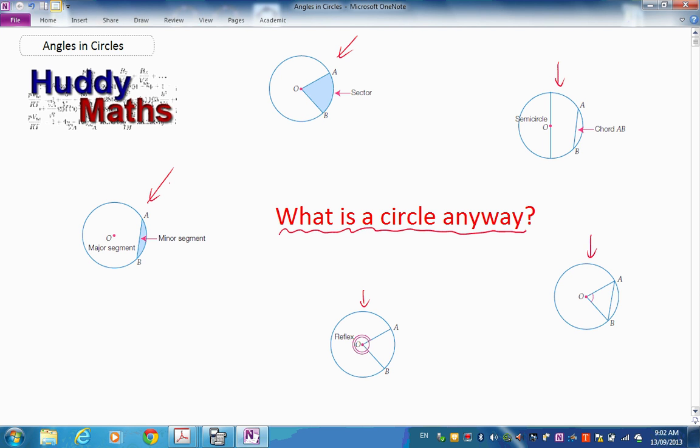Okay, so I guess circles are pretty important, aren't they? How often are you running around in a circle? It often feels that way, doesn't it? Anyway, let's go down and start to have a look at circles.